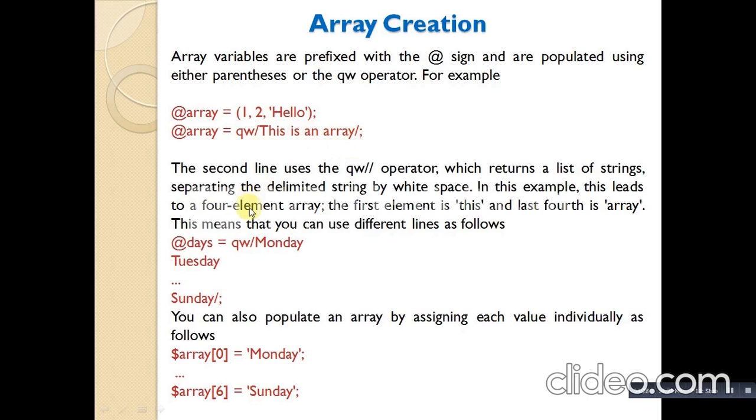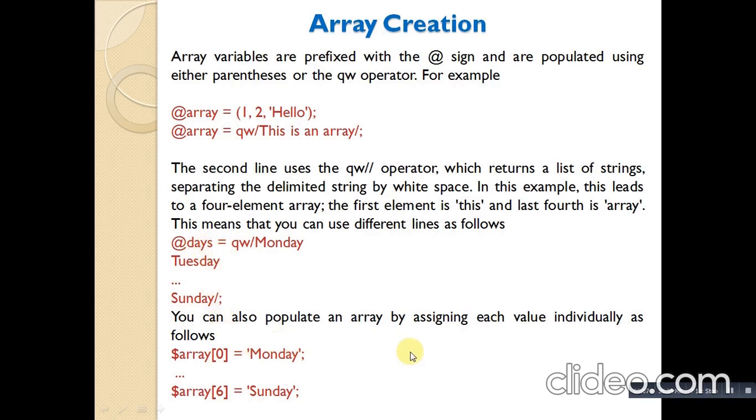Now this means that you can use different lines as shown below. Either you can use it in this manner or you can use it in this manner. The days array variable equals qw slash Monday, in the next line Tuesday, in the next line Wednesday, Thursday, Friday, Saturday, Sunday. Now I want to close this list, so I am putting a forward slash and a semicolon. So this is the end of the list, and all these list values are going to be assigned to days.